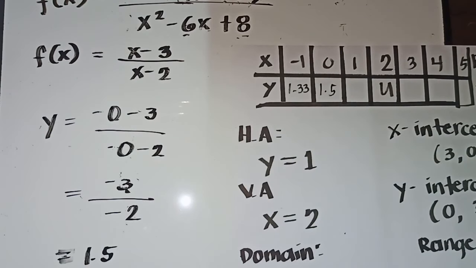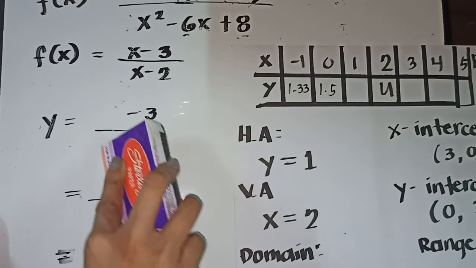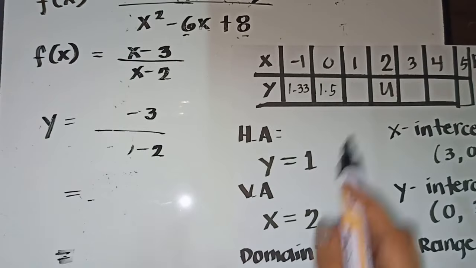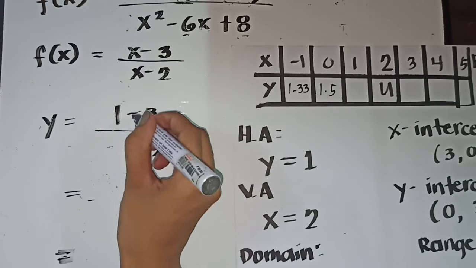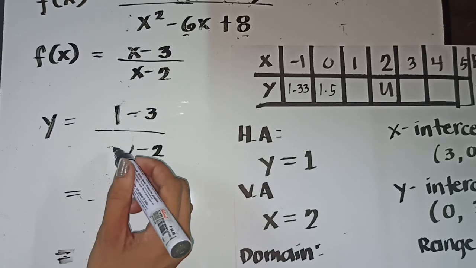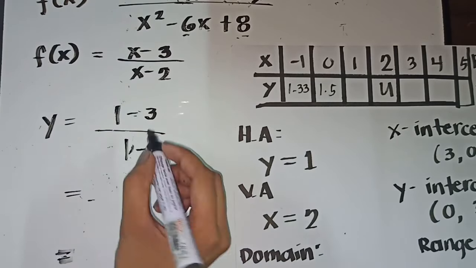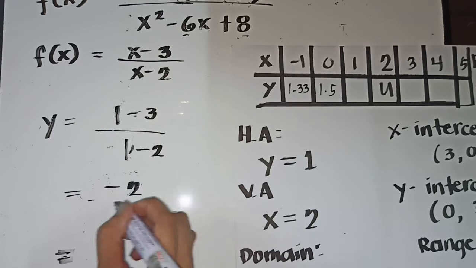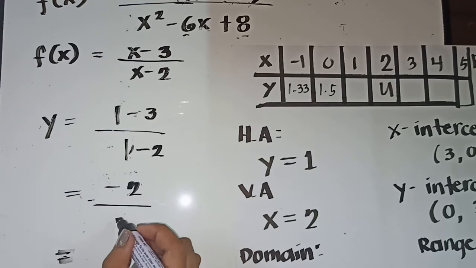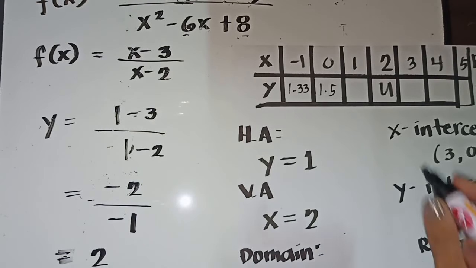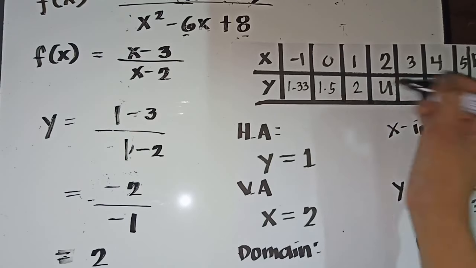So, now, what if the value of our x is 1? So, again, substitute the value of x, which is 1. So, 1 minus 3 over 1 minus 2. So, that is equal to 1 minus 3 is negative 2 over 1 minus 2 is negative 1, and negative 2 over negative 1 is positive 2. So, the value of our y is positive 2.